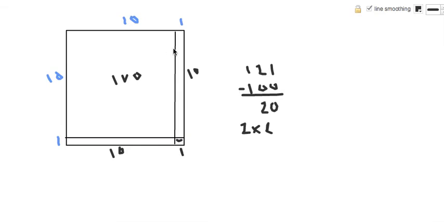If this length L, 10, could be any number, so it could be x, then it's 2 times x, isn't it? So it's 2x. So when you increase a square by 1, you get a new area, and the change in that area is twice the original length of the square, no matter what we start off with.